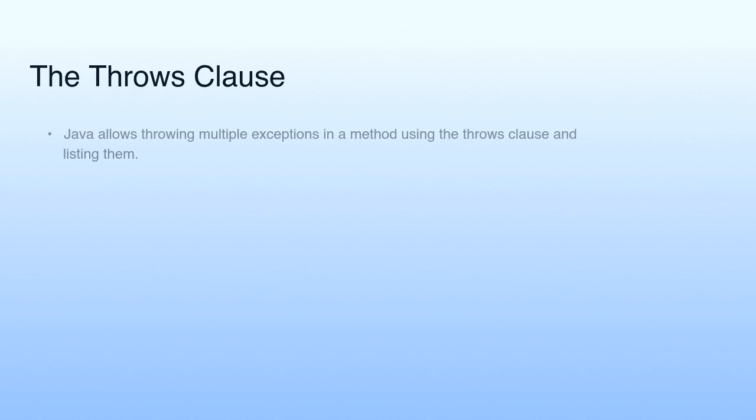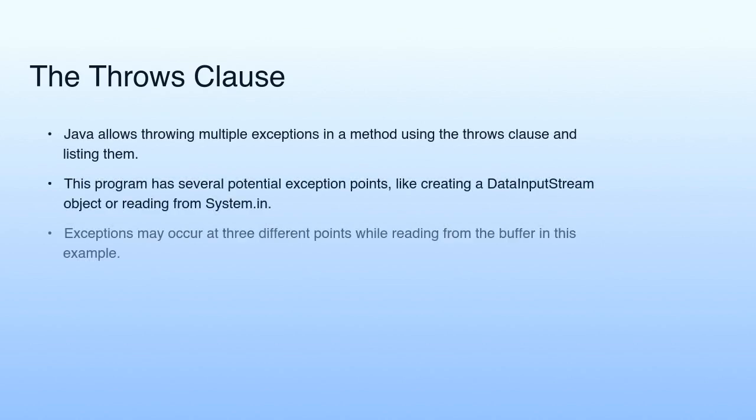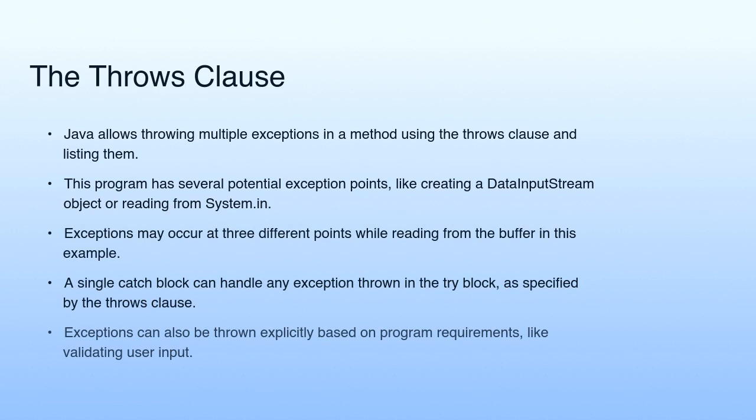Java also allows us to declare multiple exceptions that a method may throw using the throws clause. This is useful when our method has several potential exception points, such as creating a data input stream object or reading from System.in, as shown in our example.